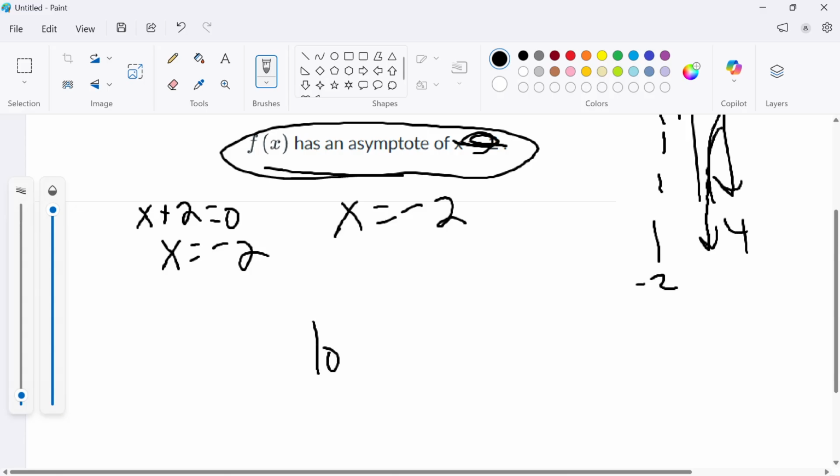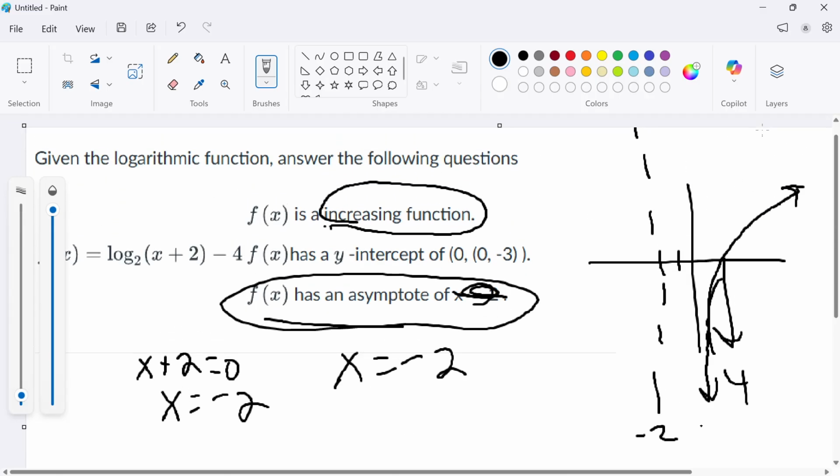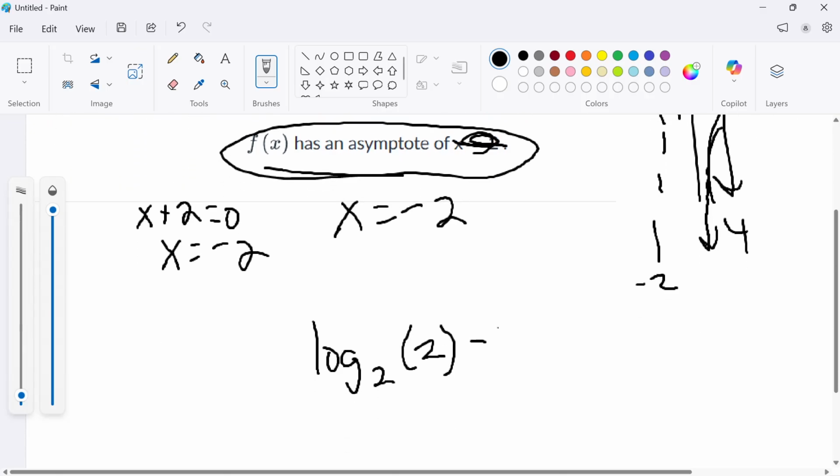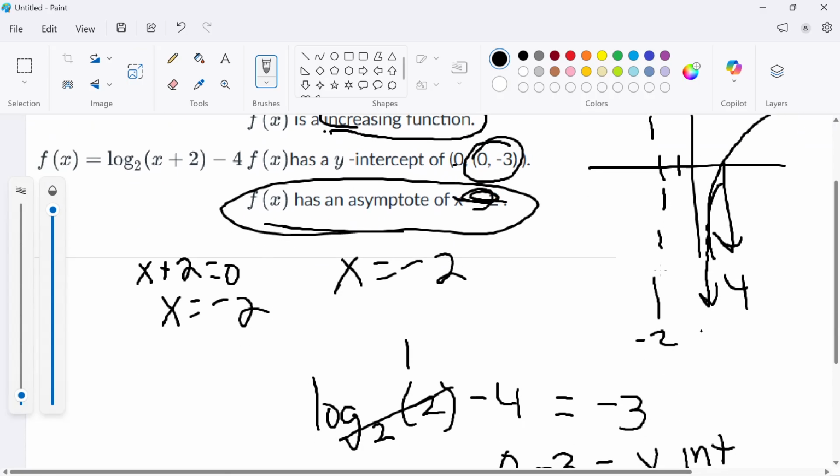So log base 2 of 0 plus 2 is 2, minus 4. Well, log base 2 of 2 is 1. 1 minus 4 is -3. So the y-intercept is (0, -3). That's how you get this. This is the y-intercept, (0, -3). And then I've already done the asymptotes.